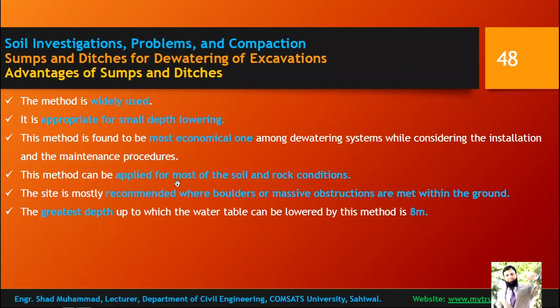This method is applied for most of the soil and rock conditions, and the site is mostly recommended where boulders or massive obstructions are met within the ground. The greatest depth up to which the water table can be lowered is almost 8 meters, to which you can stretch yourself, and with the help of sump and ditches you can lower the water table.